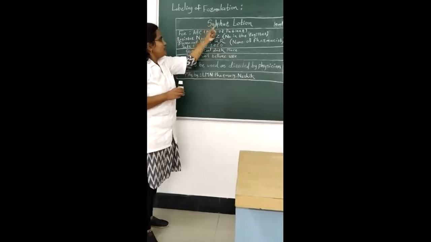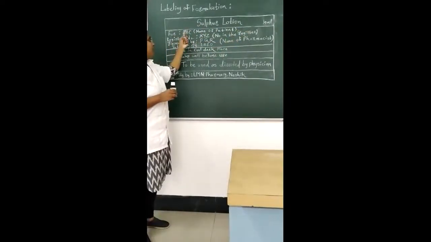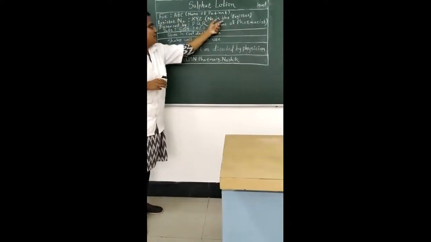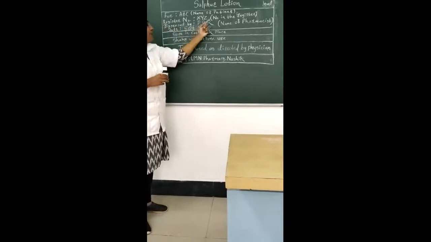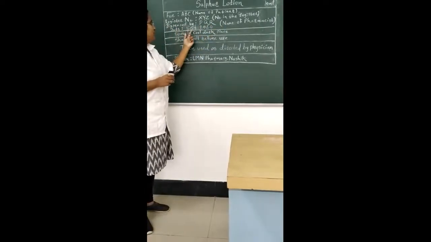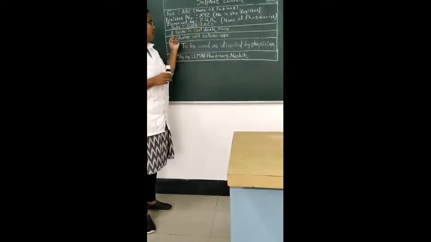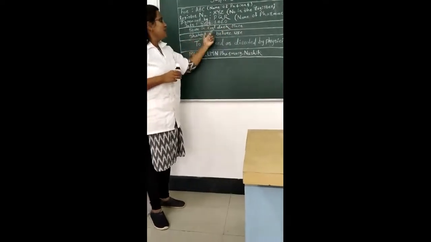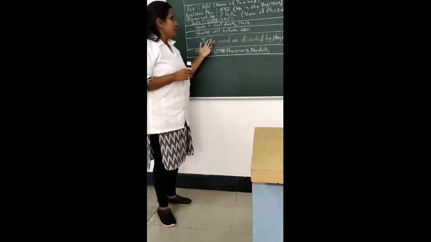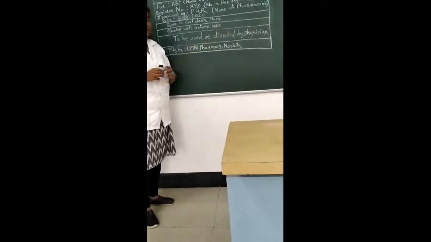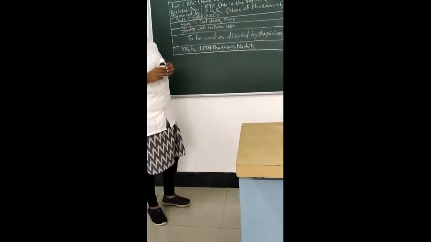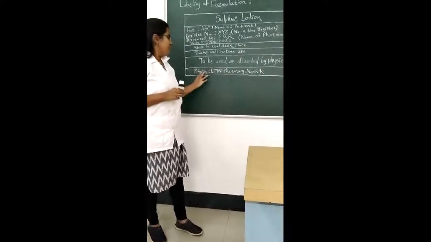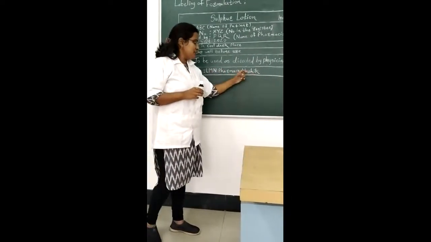Labeling of formulation: sulfur lotion 10 ml. For ABC, means name of patient, register number, that is XYZ number given in the register, dispensed by PQR, means name of pharmacist, manufacturing date, that is September 2020, storage condition, store in a cool and dark place, shake well before use. One more direction, to be used as directed by physician. Another direction for this lotion is it should be applied on broken skin without friction. Manufactured by Chemical Pharmacy, Nasik.